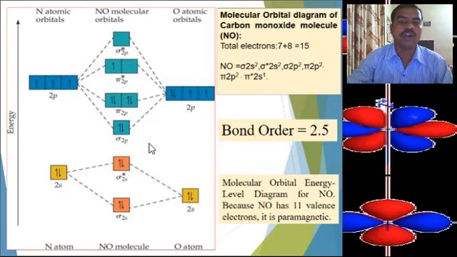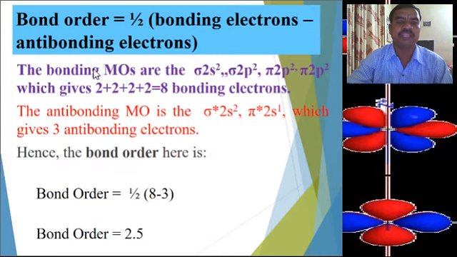Here the bond order can be calculated by using this formula. Bond order is equal to 1/2 times bonding electrons minus antibonding electrons. The bonding electrons of the molecular orbitals are sigma 2s2, sigma 2p2, pi 2p2, and pi 2p2, which gives 2 plus 2 plus 2 plus 2, that is 8 bonding electrons, and the antibonding molecular orbitals are sigma star 2s2 and pi star 2p1, which gives 3 antibonding electrons.